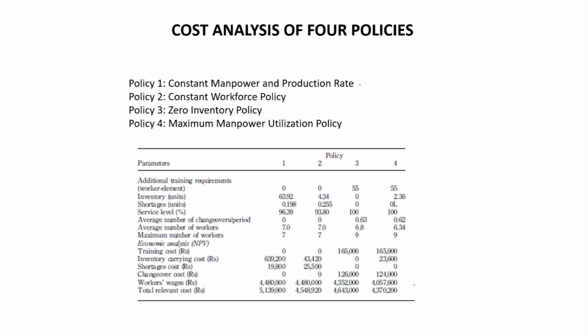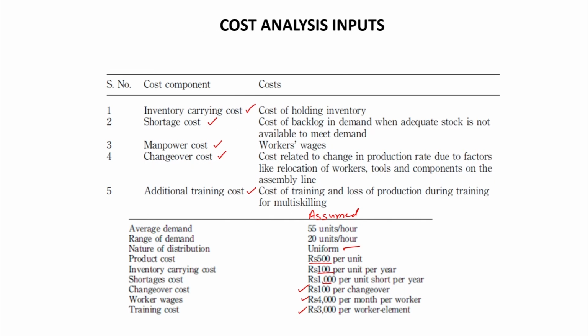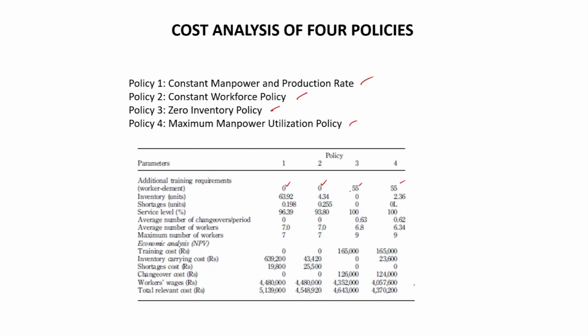Policy 1 is constant manpower and production rate, policy 2 is constant workforce, policy 3 is zero inventory, and policy 4 is maximum manpower utilization policy. So, we found that in case of constant manpower, there is no additional training requirement. So, the number is 0 here. Whereas, in policy 3 and 4, where we are changing the manpower, 55 elements need to be trained, and we have multiplied this by the training cost from the previous slides, 3000 rupees per person per element. So, 55 multiplied by 3000, the numbers are coming here.